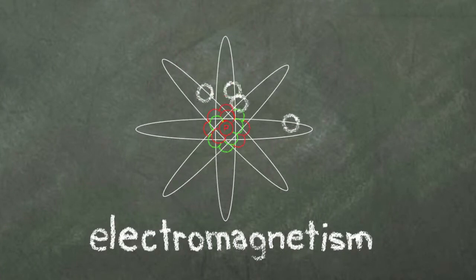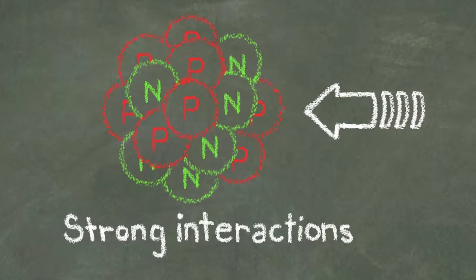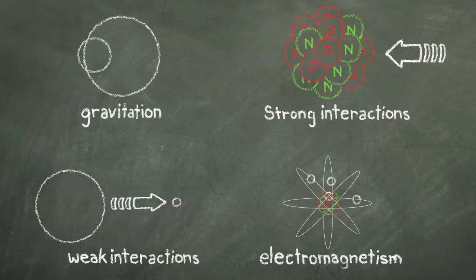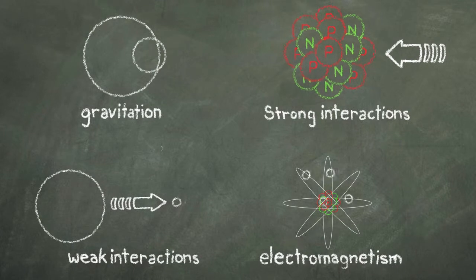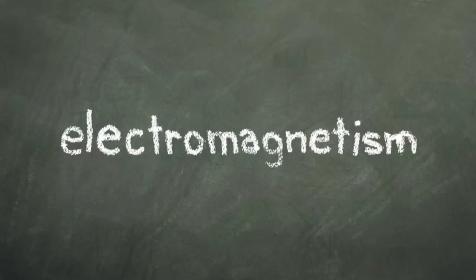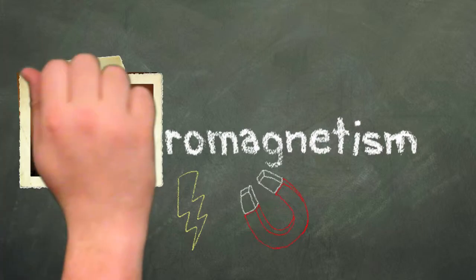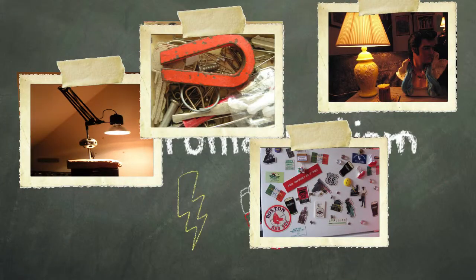Well, electromagnetism is one of the four fundamental forces in nature. That means it affects just about everything. Without it, we wouldn't have electricity or magnetism, two aspects of this force.